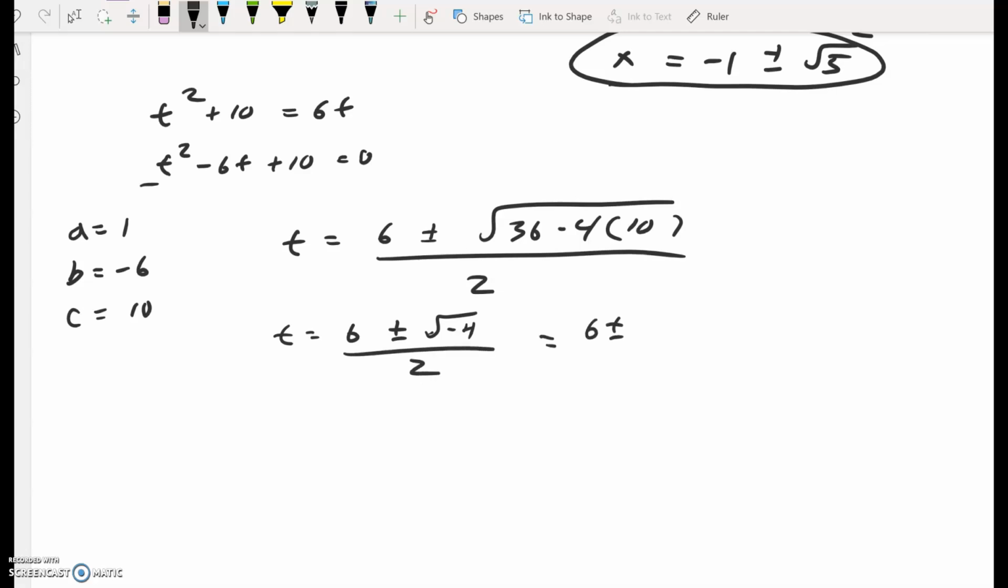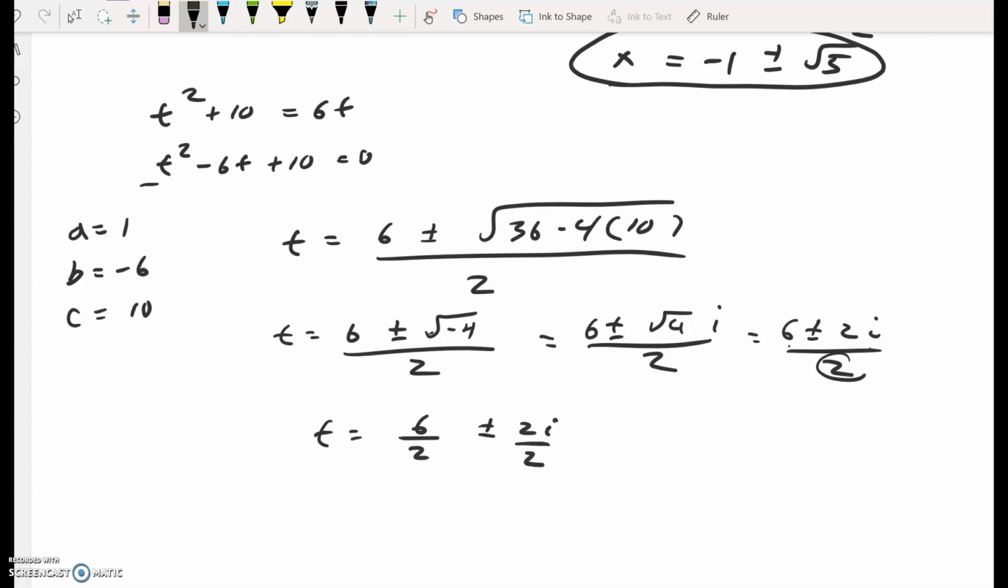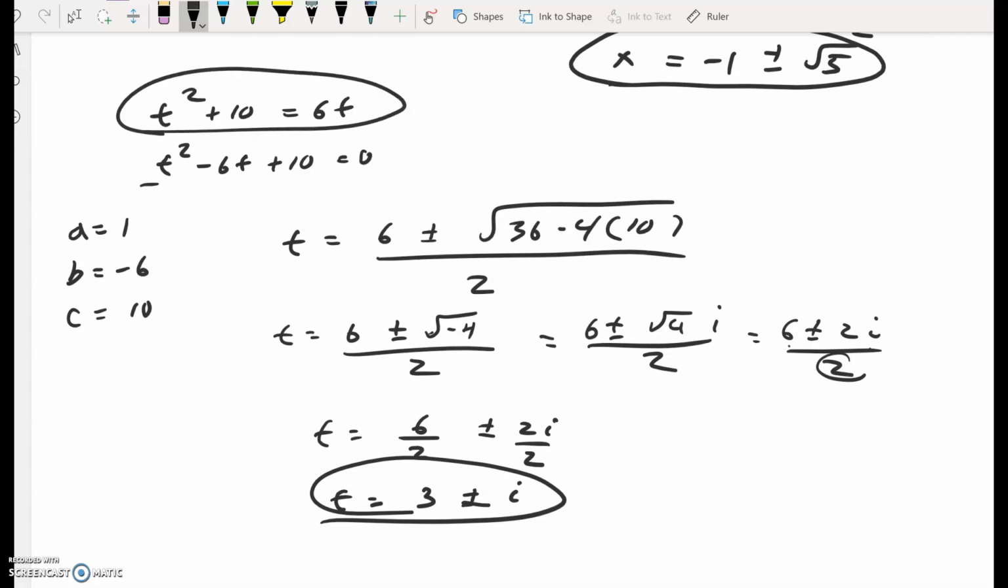That's 6 plus or minus the square root of 4i, all over 2. That is 6 plus or minus 2i, all over 2. The 2 can be distributed underneath each part. And so we have t equals 6 over 2 plus or minus 2i over 2. t equals 3 plus or minus i, and we're done. Those are our two solutions to this equation.